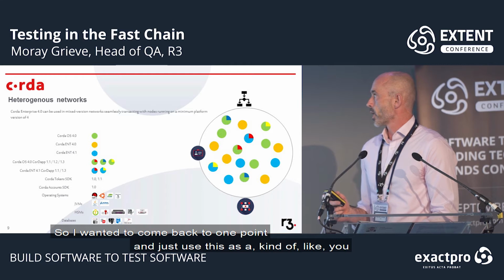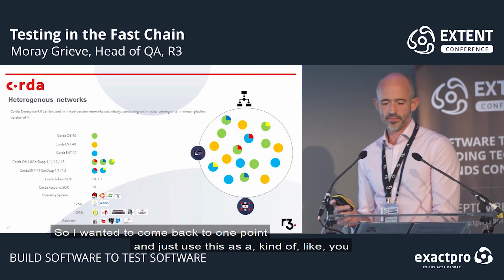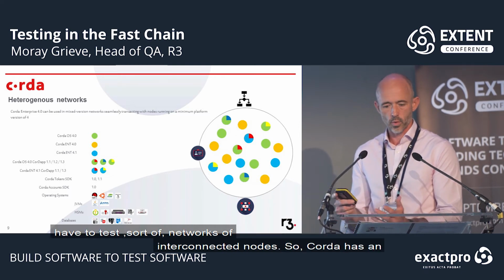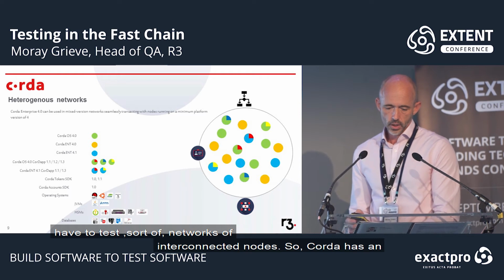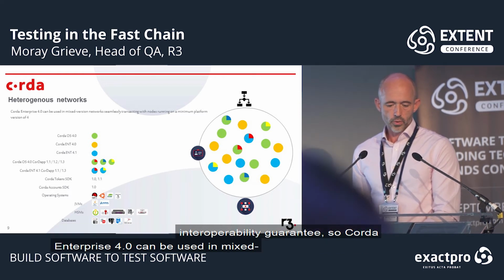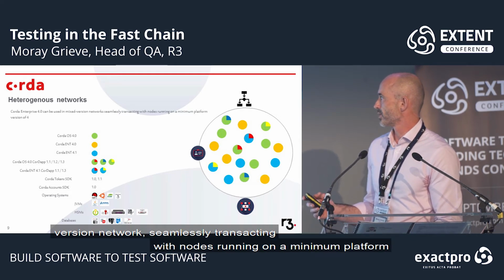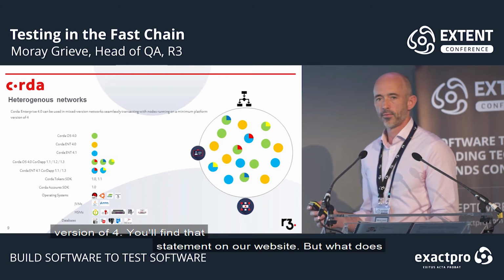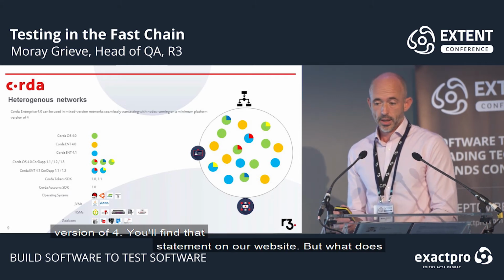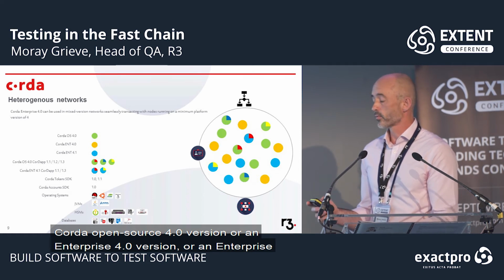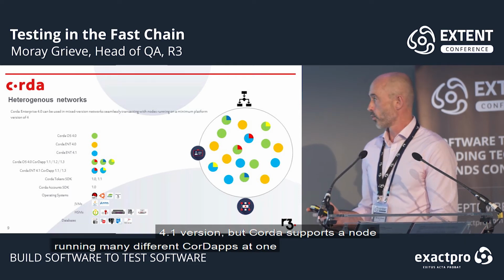So I wanted to come back to one point and use this as an exposé about some of the complexities when you have to test networks of interconnected nodes. Corda has an interoperability guarantee. Corda Enterprise 4.0 can be used in mixed version networks seamlessly, transacting with nodes running on a minimum platform version of 4. You'll find that statement on our website. But what does this mean for testing? Well, a typical network might contain nodes running a Corda open source 4.0 version, or an Enterprise 4.0 version, or an Enterprise 4.1 version.